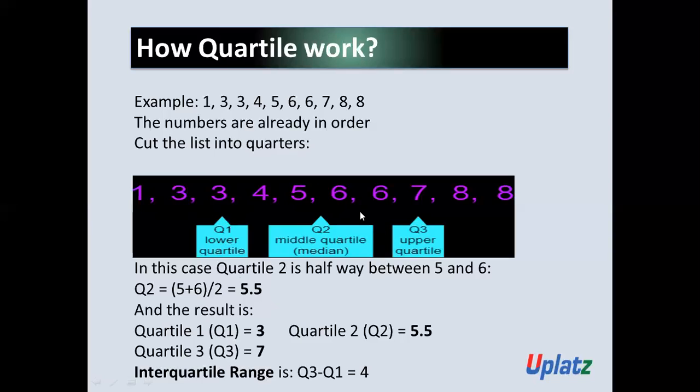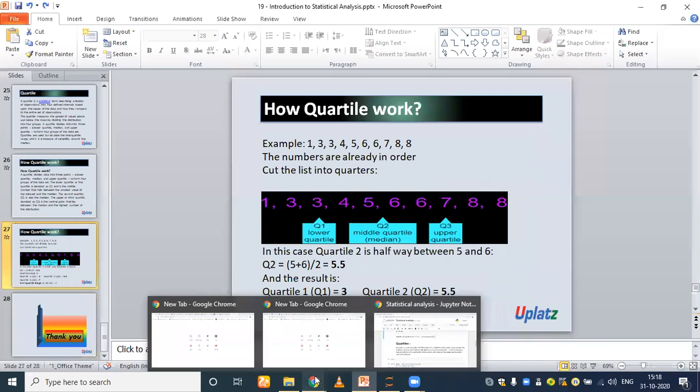And then what is my upper quartile? Upper quartile is the middle number between the median and the highest number. So this is my median and the highest number is 8. So what is the middle value here? It looks like 7. And then interquartile range is nothing but Q3 minus Q1, that is 4. Got the point? Now let me show you this code. How can you find it?